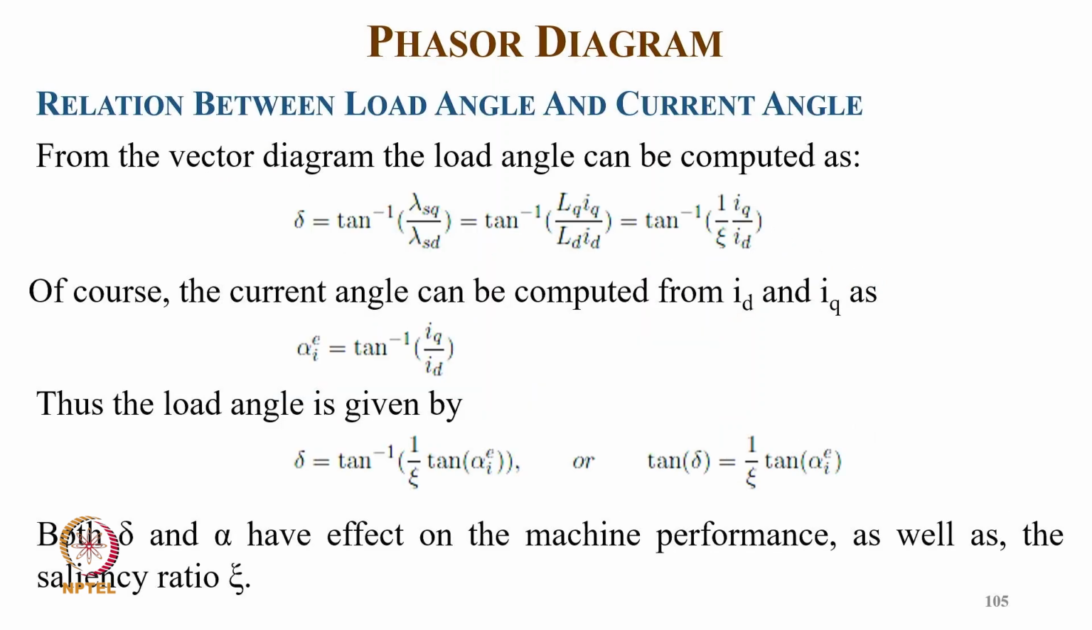Coming now to the vector diagram, the load angle can be computed as delta equal to tan inverse lambda sq upon lambda sd, equal to tan inverse Lq Iq upon Ld Id, equal to tan inverse 1 upon eta, Iq upon Id. And of course, the current angle can be computed from Id and Iq as alpha e equal to tan inverse Iq upon Id, and thus the load angle is defined as delta equal to tan inverse of 1 upon eta tan alpha e, or tan delta equal to 1 upon eta tan alpha e. So both your delta and alpha have an effect on the machine performance, as well as the saliency ratio eta.